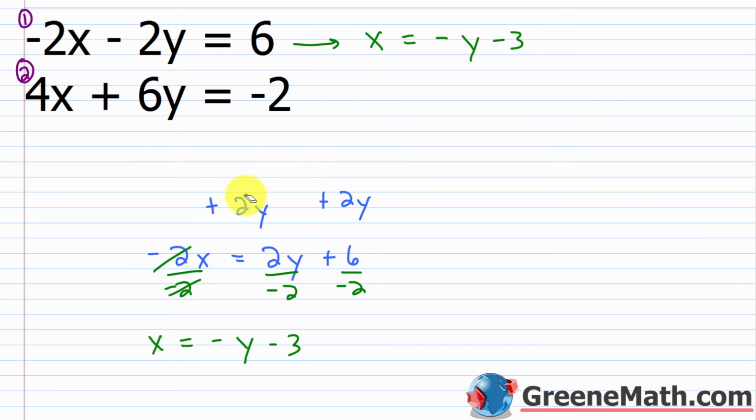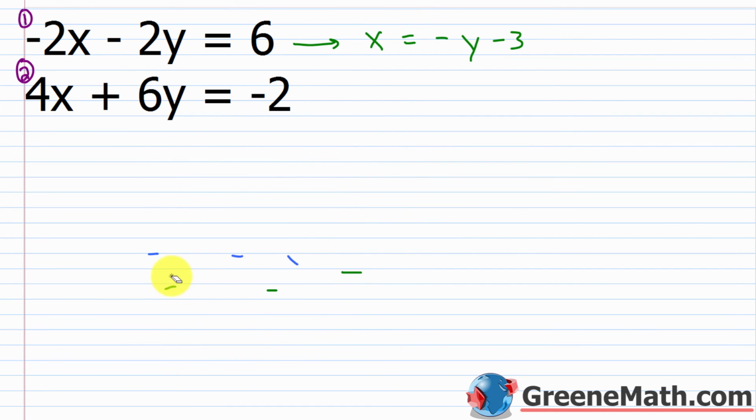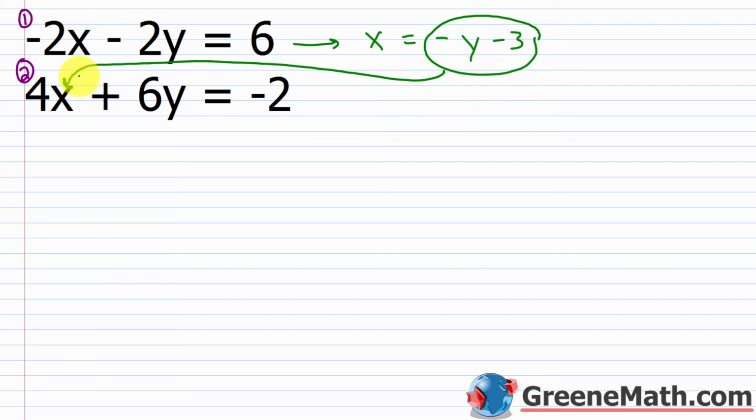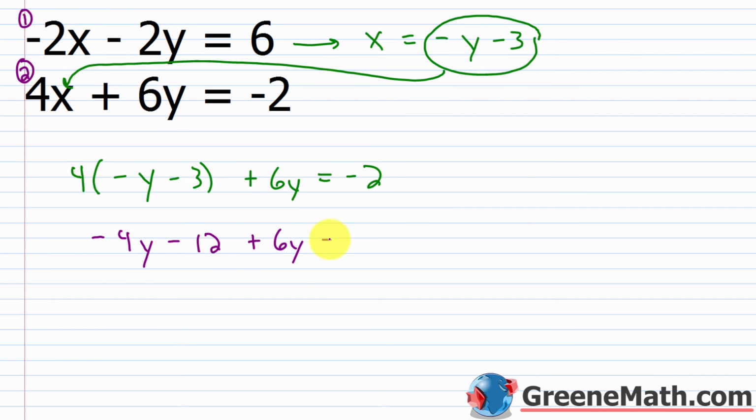So now what am I going to do? I'm going to plug in for x in equation 2 now. I found out that x is the same as negative y minus 3, that quantity. So I can plug in for x in the second equation. So 4 times, again, this quantity here, negative y minus 3, then plus 6y is equal to negative 2. All right, so 4 times negative y is negative 4y. 4 times negative 3 is minus 12. Then plus 6y equals negative 2. All right, so negative 4y plus 6y is 2y. Then minus 12 equals negative 2.